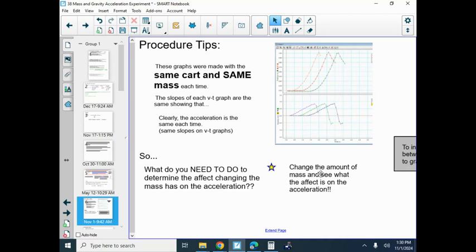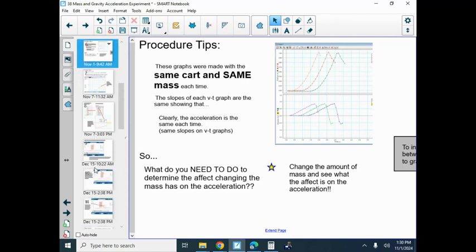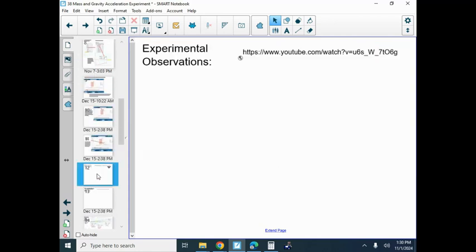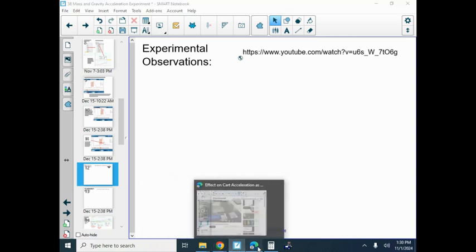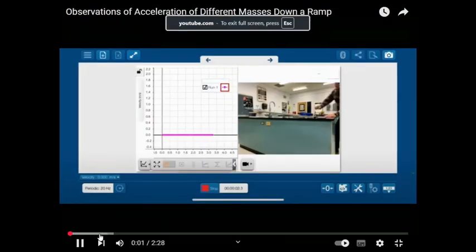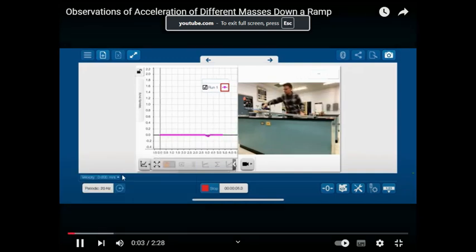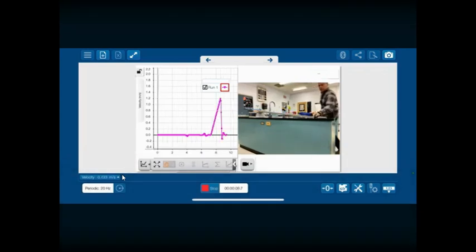Of course, we need to change how much mass is there and see what happens, right? So skipping the procedural stuff because you're not clicking the buttons. Here we go for some experimental observations. So let's go here and here. All right, so this is what we see as our result. Okay, so right there, boom, that's just the cart.